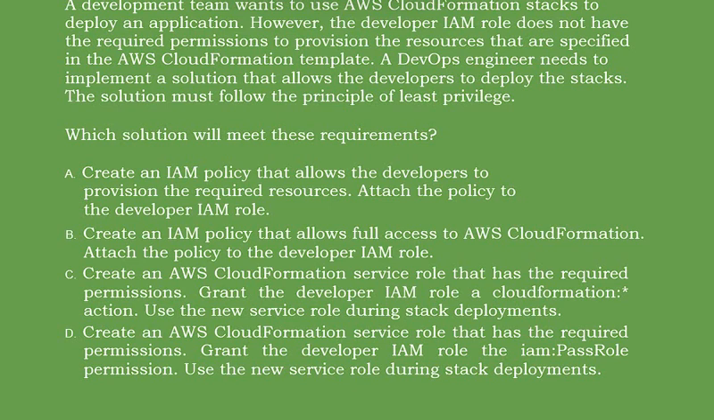Option C, create an AWS CloudFormation service role that has the required permissions. Grant the developer IAM role a CloudFormation action. Use the new service role during stack deployment. Option D, create an AWS CloudFormation service role that has the required permissions. Grant the developer IAM role the iam:PassRole permission. Use the new service role during stack deployments.